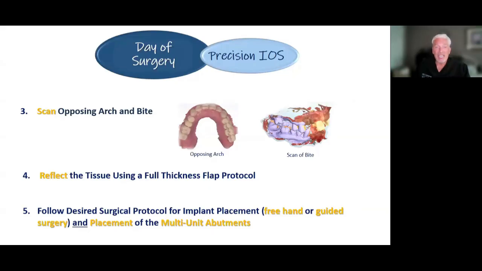Then you also need to place the multi-unit abutments. So you're always scanning the multi-unit from the multi-unit abutment. I'm going to show you that we really like to have a scan of the top of the exposed MUA, and then also a scan of the scan bodies, and we're going to show you all that as well here. So the multi-unit abutments will be placed.